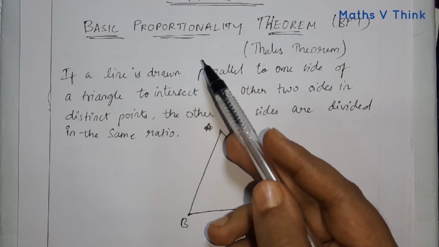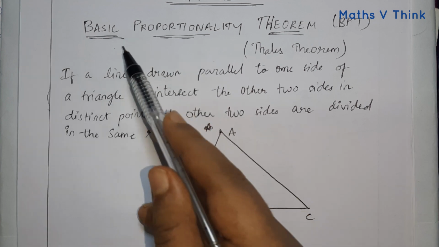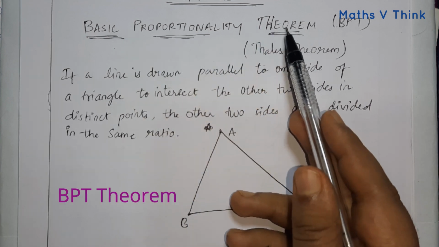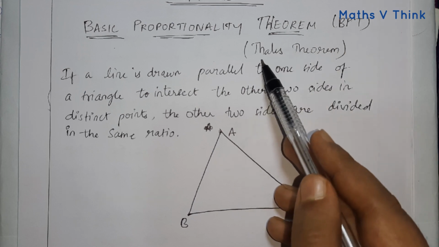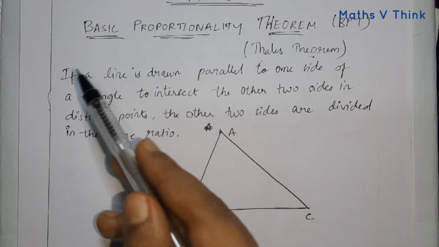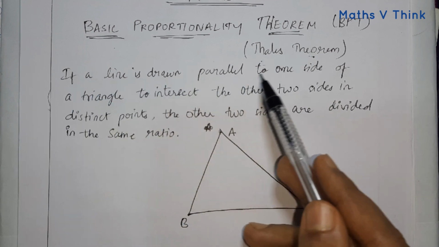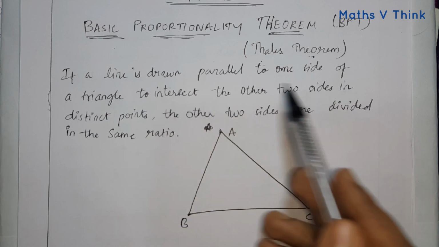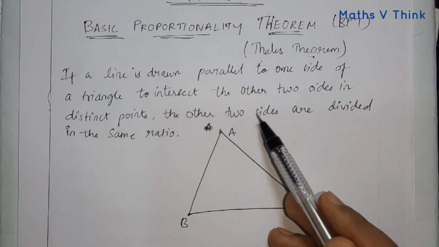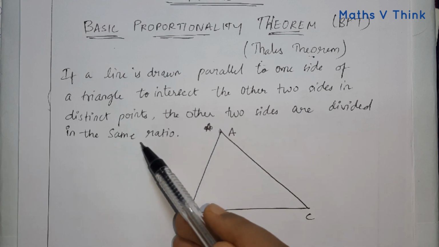Hey guys, welcome back. Today we'll be discussing basic proportionality theorem, which is also called as BPT theorem in short and also known as Thales's theorem. The theorem says if a line is drawn parallel to one side of a triangle to intersect the other two sides in distinct points, the other two sides are divided in the same ratio.